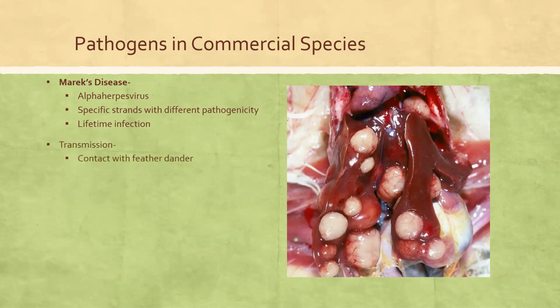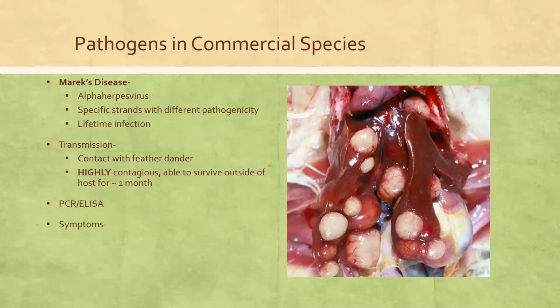Marek's disease is transmitted through contact with feather dander. So these little dust particles that are on the feathers of these birds is where this virus likes to hang out. It is highly contagious because this virus is able to survive on that feather dander outside of the host for up to a month, meaning if it's in the environment, it's going to stay in the environment for quite a bit. It also, like Newcastle, can be ID'd through PCR or ELISA testing.